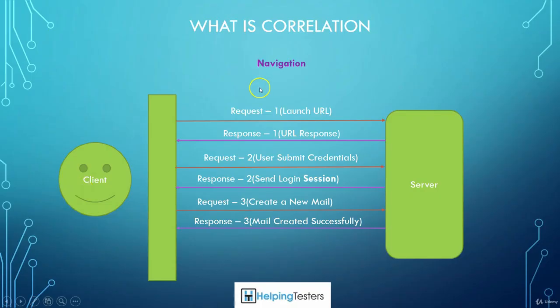Let's go back. Here we have named various requests and responses with an example. Let's say this is a navigation into Gmail or any email application. Let's look at the basic steps. As the very first request, we launch the application URL, and the server sends back the appropriate response. After that, we submit our credentials, and we get a response, either a successful login or a failed login page. Let's say we got the right response from the server.